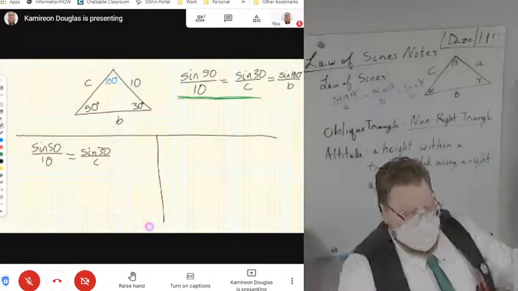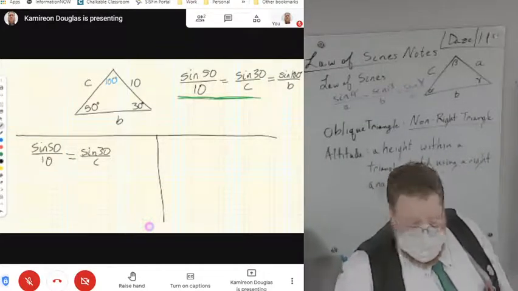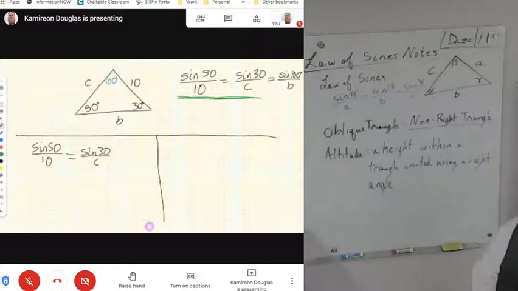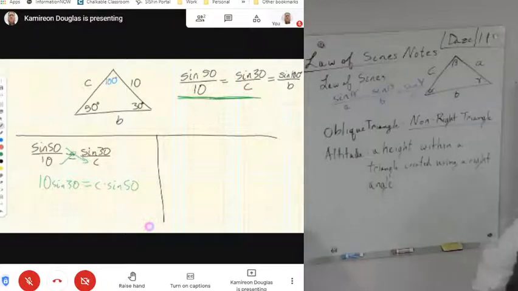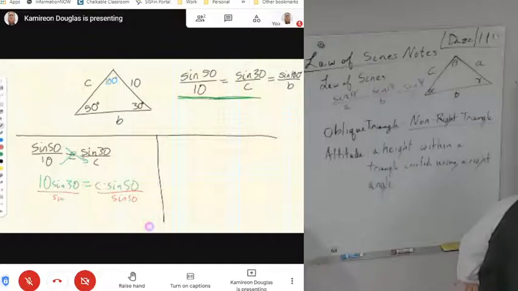From here, classic law of sines, the first step is a cross product. I'll multiply the two sides in a cross pattern. So I get 10 sine of 30 equals C times sine of 50. I then want to get C by itself, so we'll use division. I divide both sides by sine of 50, getting C by itself. This gives me the following problem. C is equal to 10 times sine of 30 over sine of 50.